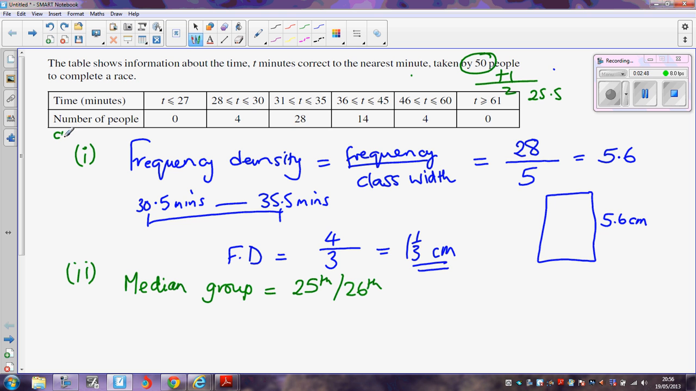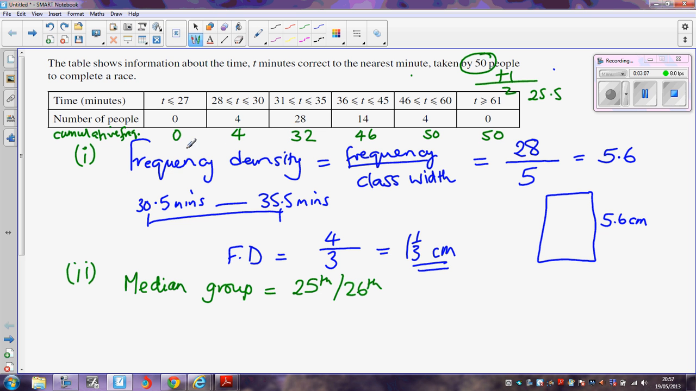Now if we work out the cumulative frequency, it helps us to think about where the median is going to be. So the cumulative frequency goes 0, and then 4, and then we do 4 plus 28, which is 32. 32 and 14 is 46. 46 and 4 is 50, and it's 50 here as well.